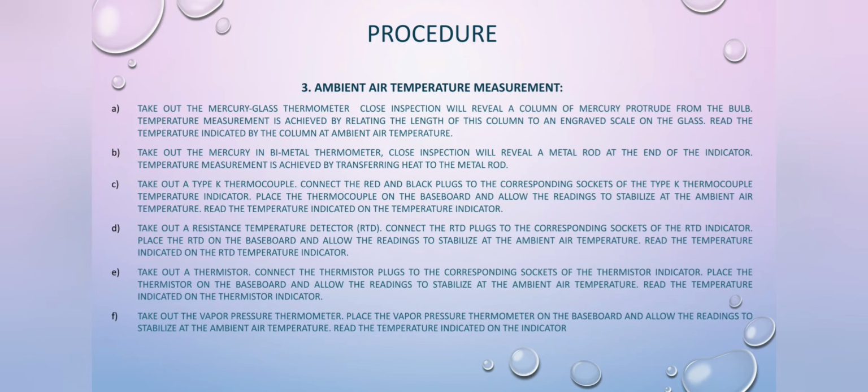For step F, we take out the vapor pressure thermometer and place it on the baseboard and allow the readings to stabilize at the ambient air temperature. We read the temperature indicated on the indicator. All the measurements are recorded in the table of data and results.